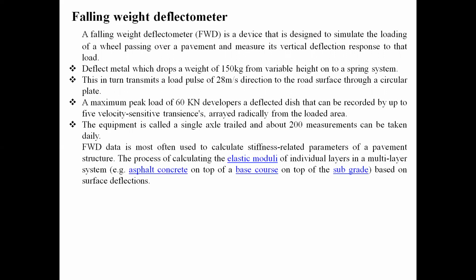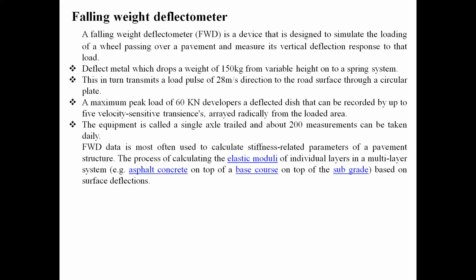FWD data is most often used to calculate stiffness related parameters of a pavement structure, through the process of calculating the elastic moduli of individual layers in a multi-layer system, for example asphalt concrete on top of a base course on top of the subgrade, based on the surface deflections. This test can also help engineers divide the length of the pavement into homogeneous sections. The falling weight deflectometer can also be used to calculate the degree of load transfer between adjacent concrete slabs and to detect voids under the slabs.